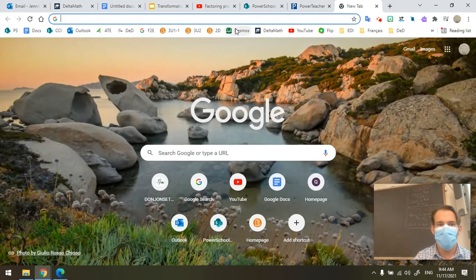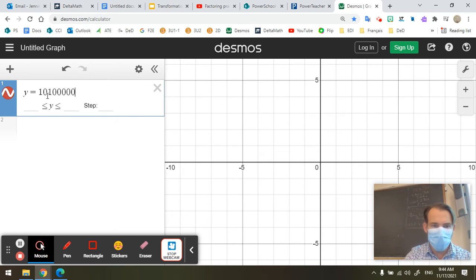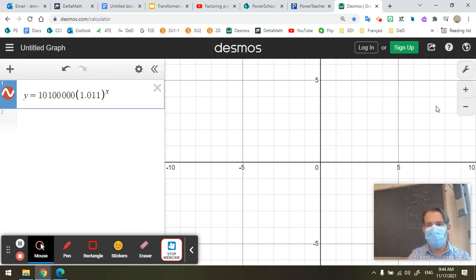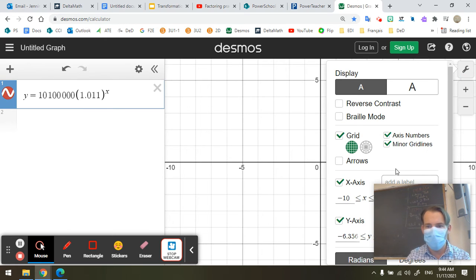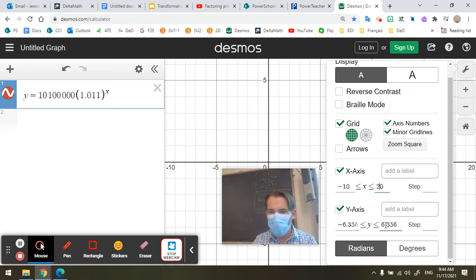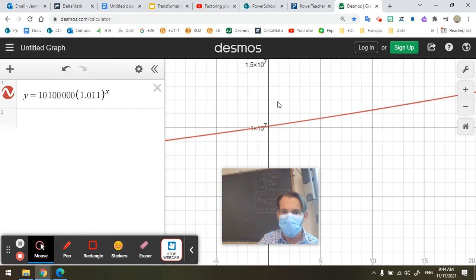So let's go and get a Desmos. And then we say y is equal to 10,100,000 multiplied by 1.011 raised to the power of x. And then you say, Mr. Desmos, please show me numbers that go up to about 20 years. See how this helps you? You're thinking about what these numbers mean. So I'm also going to show numbers that go up to maybe about 15 million. I want to see the whole curve there. There it is. Okay, and then we put this away.